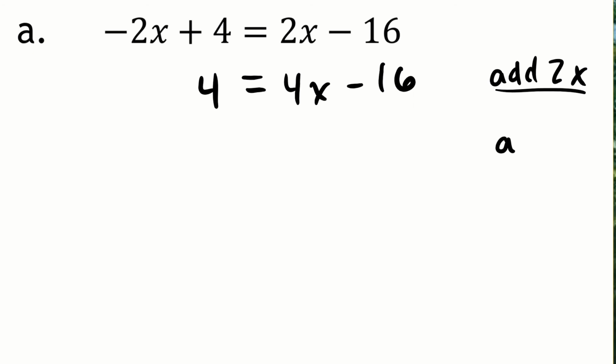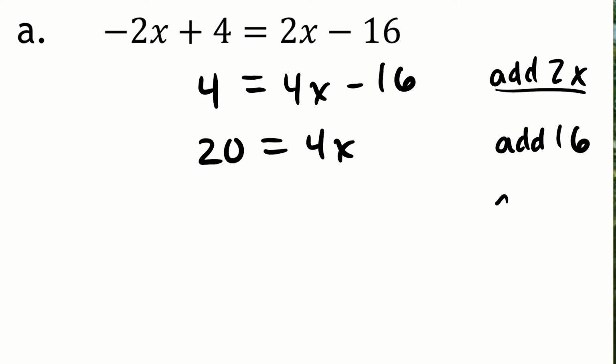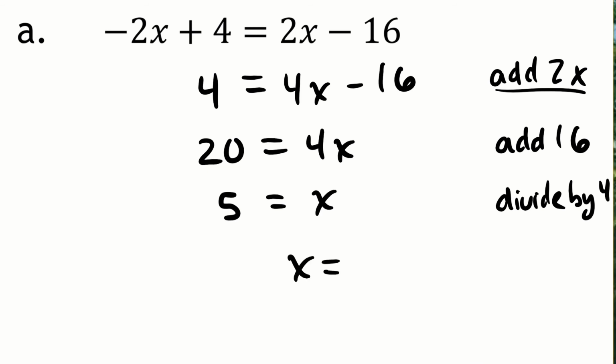Now I'm going to add 16 to each side. When I add 16 to the left-hand side, I have a 4, and 4 plus 16 is going to make 20. And over on the right-hand side, I've got this negative 16, and negative 16 plus 16 is going to give me 4x. And then the last thing I'm going to do is divide by 4. If I divide the left-hand side by 4, I get the value 5. And when I divide the right-hand side by 4, I get x. Guess what? x should be the number 5.